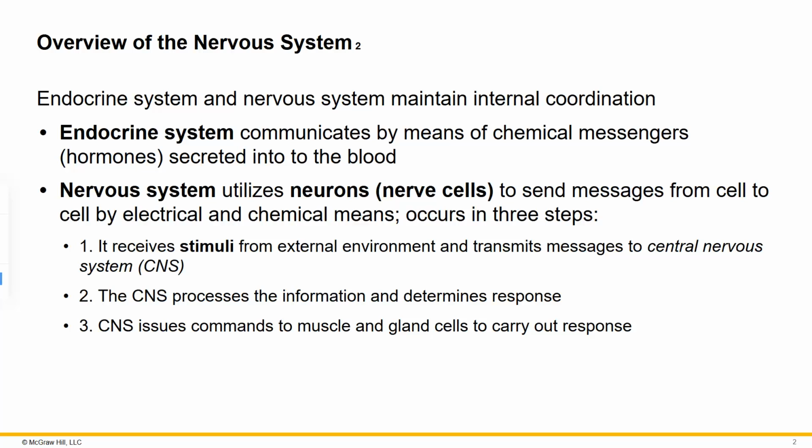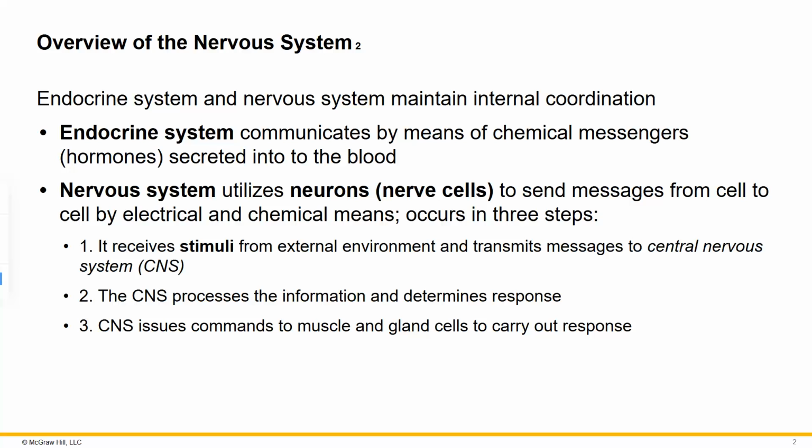So, the endocrine system communicates by means of chemical messengers known as hormones that are secreted into the blood and travel through the bloodstream to a location that's far away or at a distance from the organ that's initiating that secretion of those hormones. The nervous system utilizes neurons or nerve cells to send messages from cell to cell by electrical and chemical means. And this is going to occur in 3 steps. Now, the chemical means we're going to learn about are neurotransmitters. Neurotransmitters are chemical messengers that jump between the adjacent neurons, while the endocrine system uses hormones.